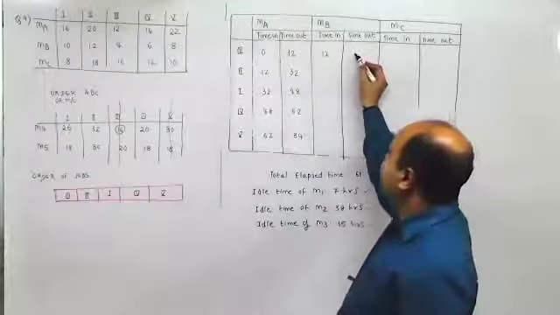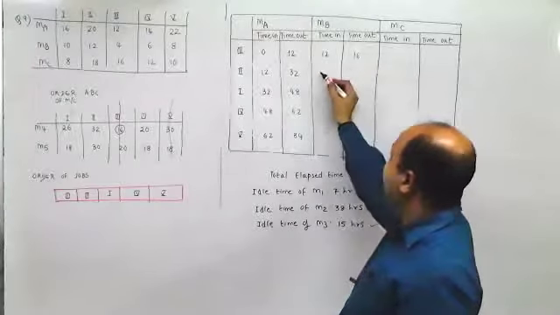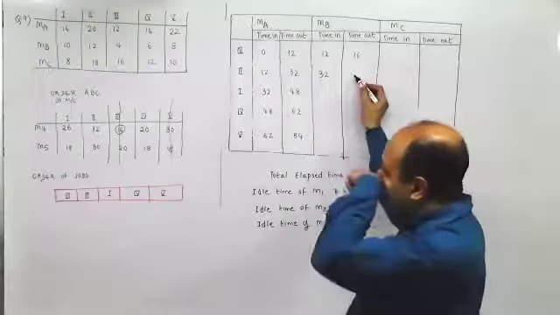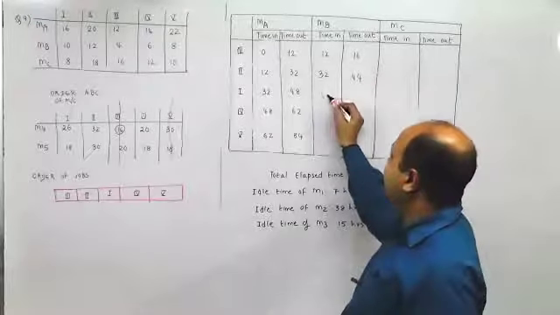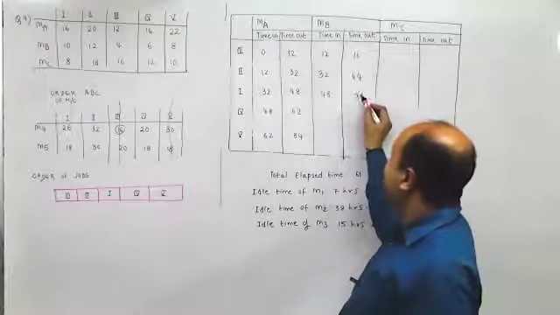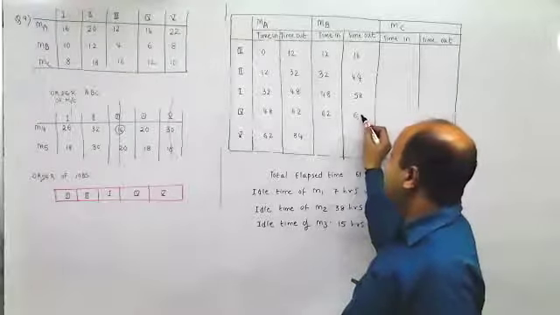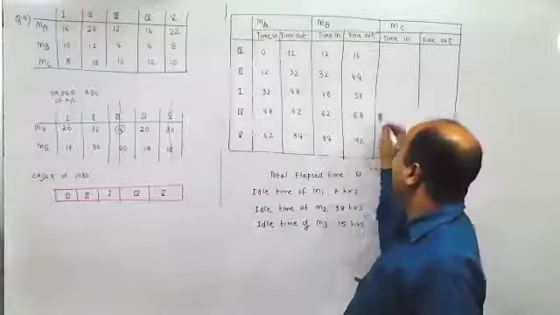It would be 12 plus the second row 16. This 32 is greater. 32 plus the second row for the second one is 44. 48 is greater. 48 plus 10, 58. 58, 62 is greater. 62 plus 6 is 68. This is 84. This would be 92.